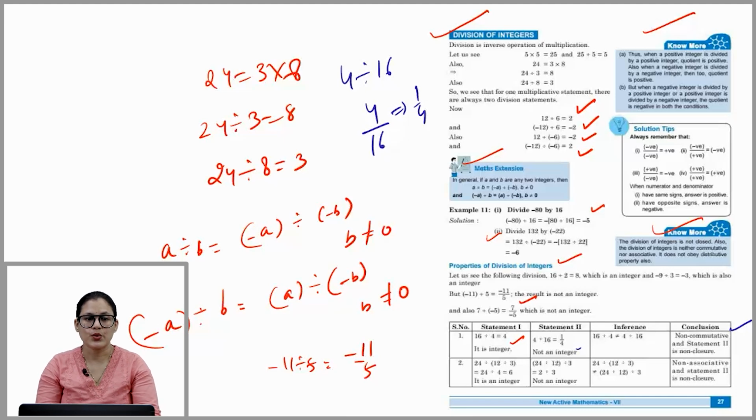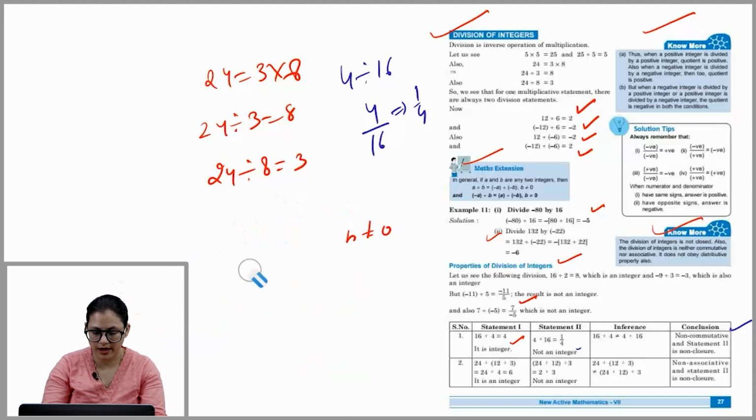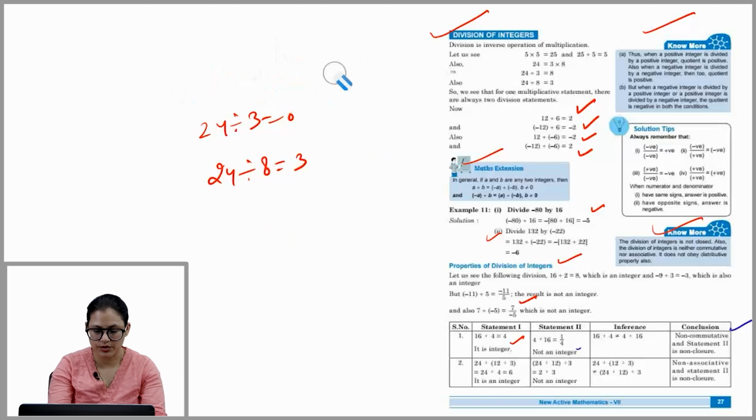Number 2, 24 divided by 12 divided by 3. See, let's do this. Now, you have 3 integers.